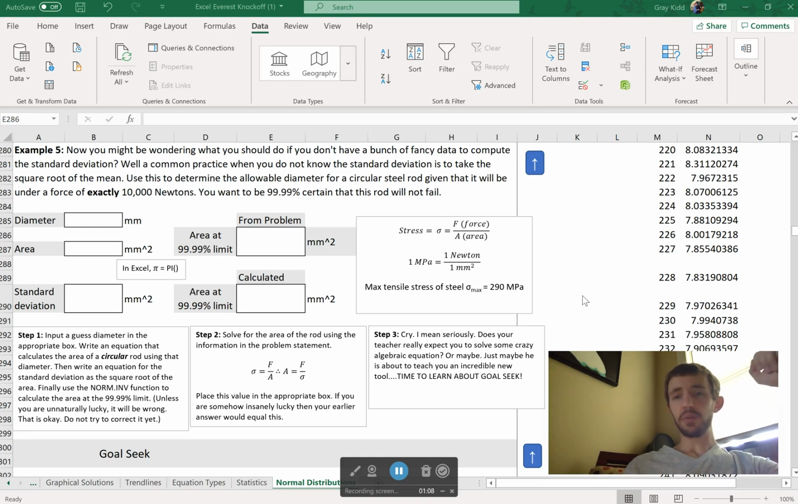So that's all good, but where is my big set of data here? I don't have it. So how do I know what the standard deviation of my area is going to be? If you don't have a bunch of data, then what you typically do is you take the square root of your average value to figure out the standard deviation.